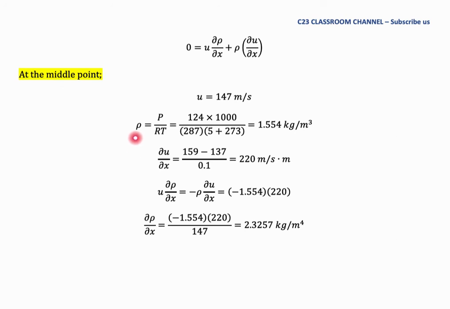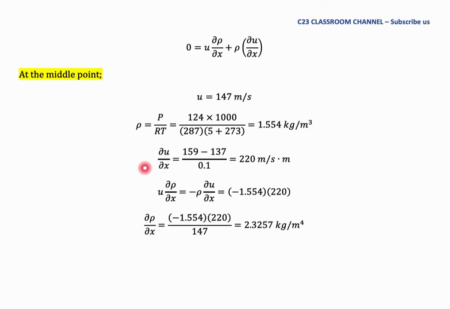We know that rho is equal to P over RT. The pressure is given in the question as 124 kilopascal absolute. R here is 287, the gas constant for air, and the temperature is 5 degrees Celsius, so we need to change it into Kelvin. So we add 273. When we calculate this value, we get that the density at the middle point is equal to 1.554 kilograms per meter cubed.